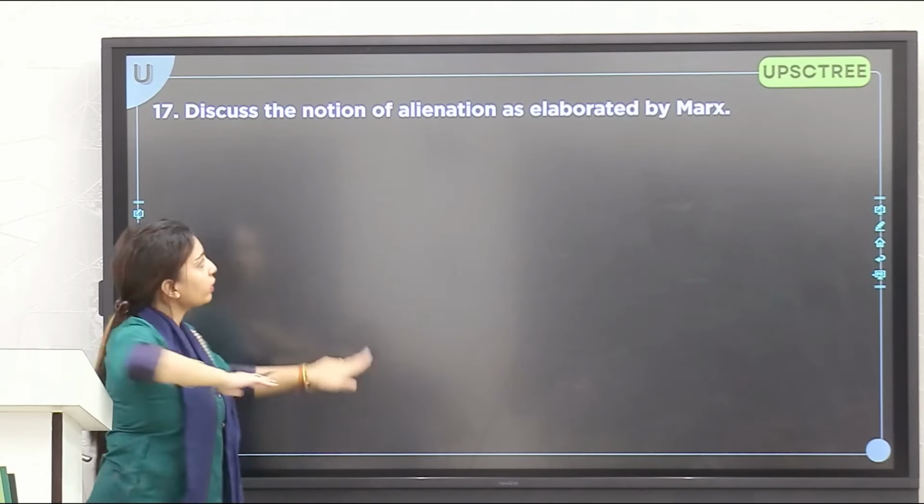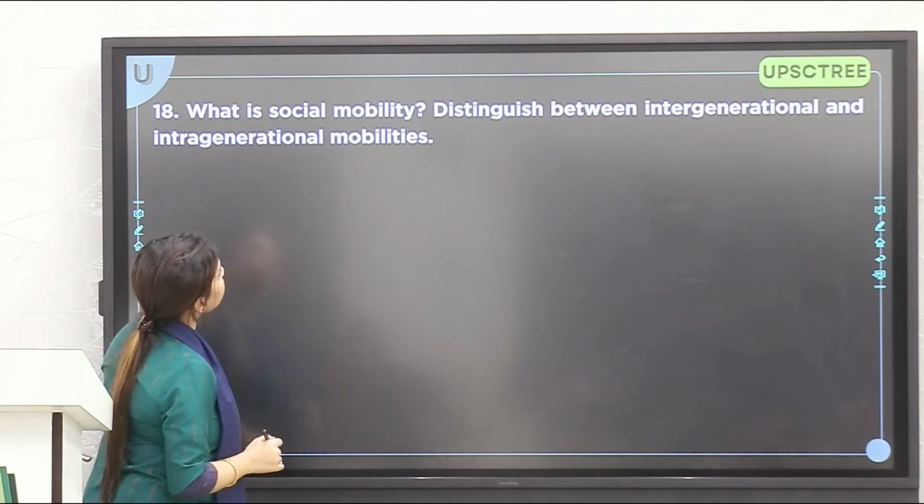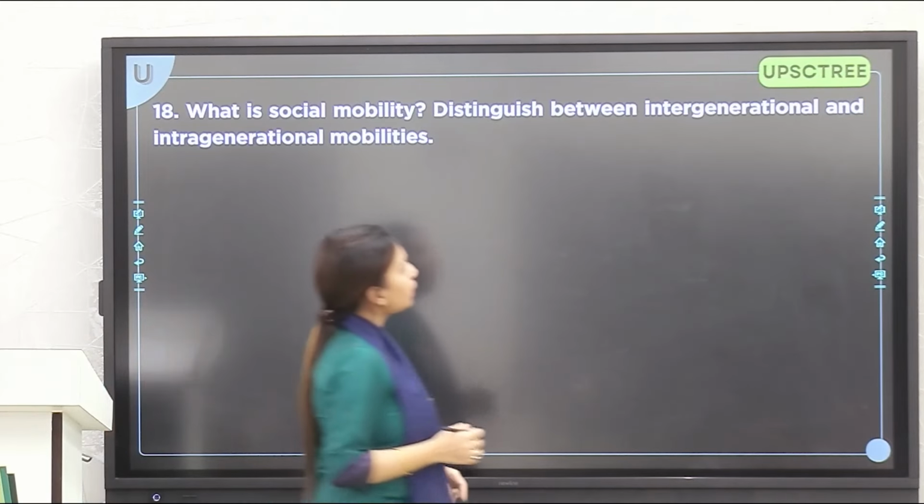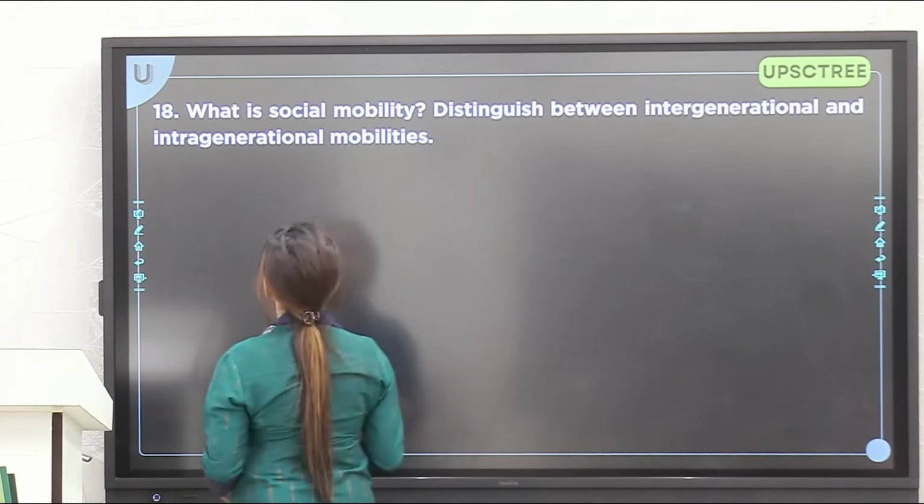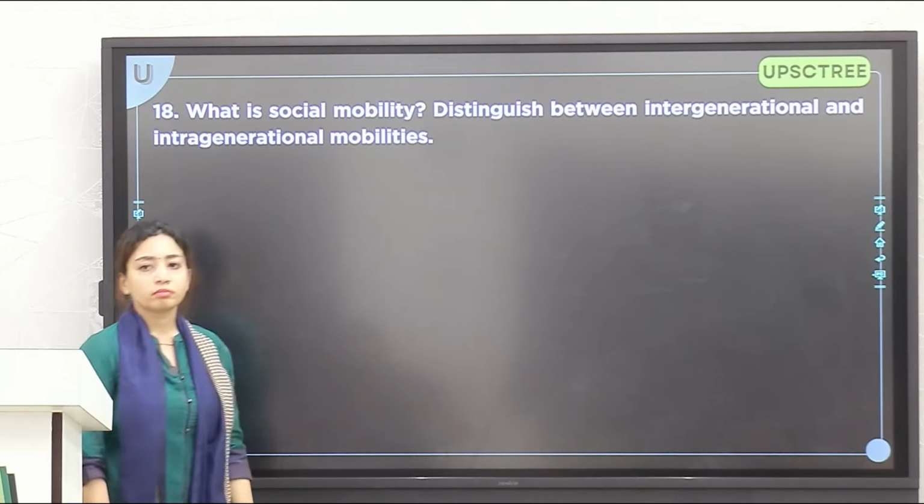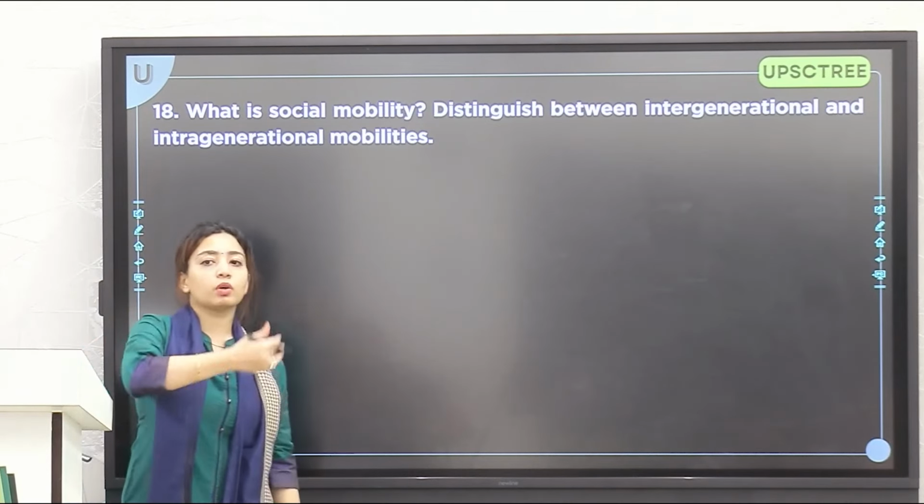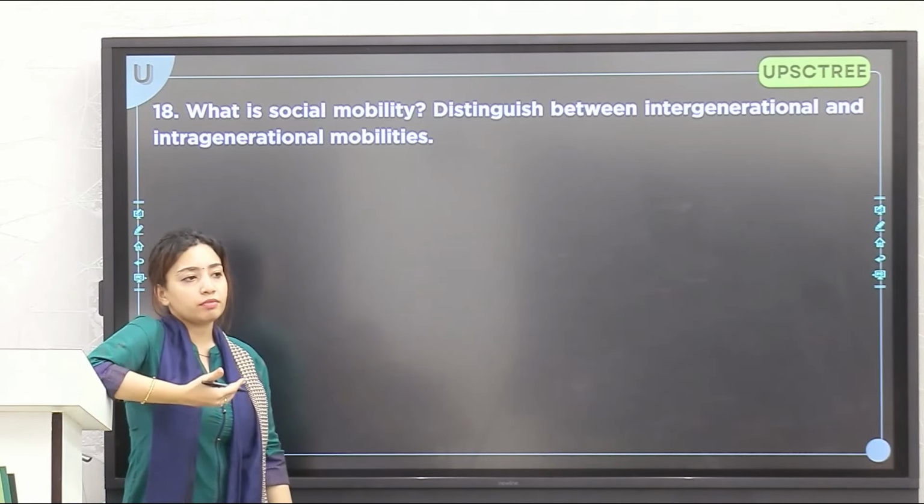Done? Okay. So what is social mobility? Distinguish between intergenerational and intragenerational mobilities, 20 marks. Without enough examples, you will be getting at most 5 to 6 marks.